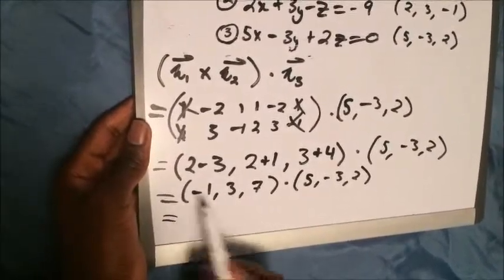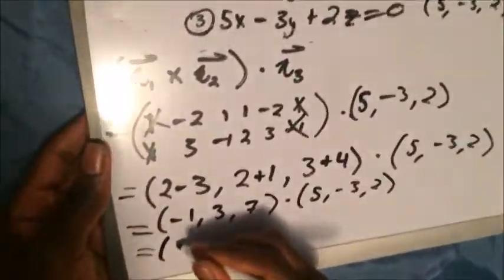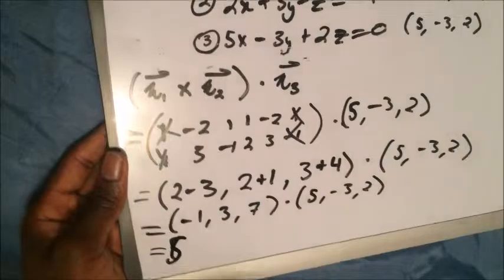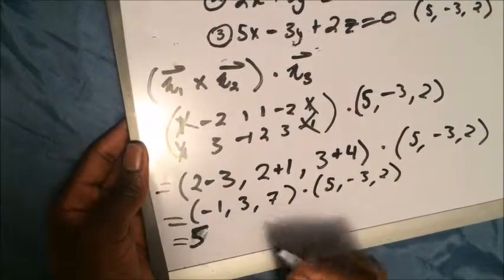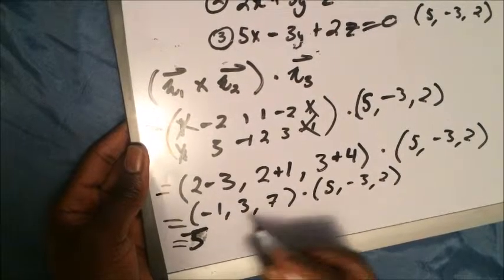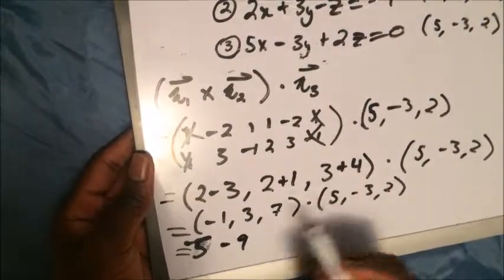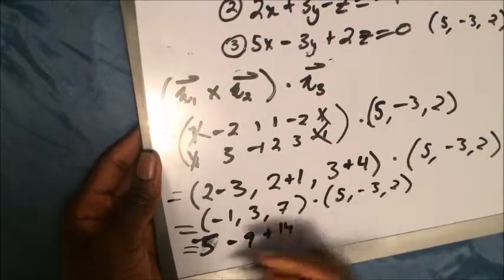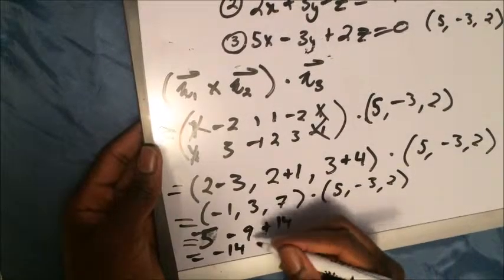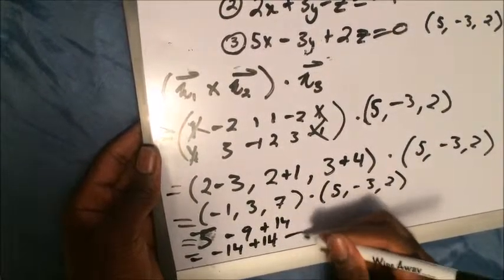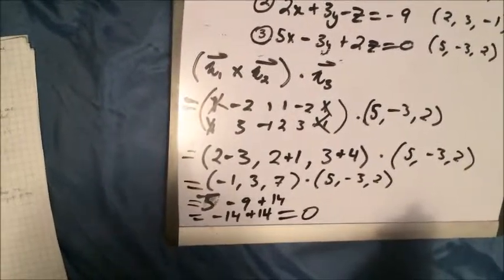And then now we're going to do some simple dot product. -1 times 5 is -5, and this is a scalar. 3 times negative 3 is negative 9. 7 times 2, 14. So now we have negative 14, because negative 5 subtract 9 is negative 14 plus 14, which equals 0. So the triple product of the three normals is 0.